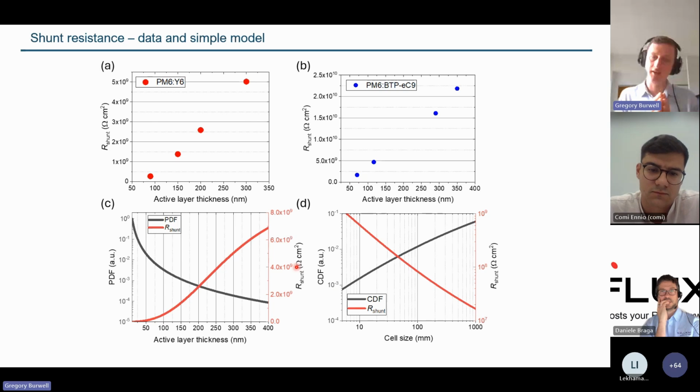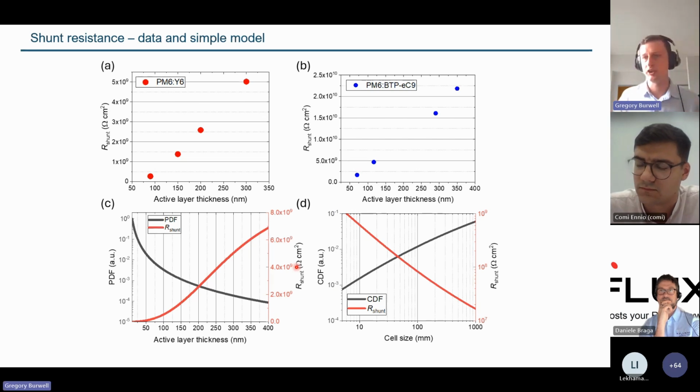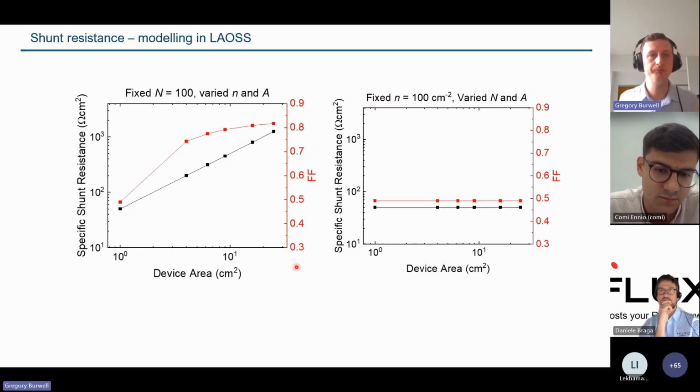Panel D then is a cumulative density function as we extrapolate to X and Y dimensions across the device. As the cell size becomes larger, what's the cumulative probability of getting a catastrophic shunt for a given system? That, of course, assumes a lot of things regarding the fabrication considerations of that device. But as you get larger, the odds of having a catastrophic shunt start to increase as well. So there are two things to consider: one is the active layer thickness, and also the lateral dimensions of the device.